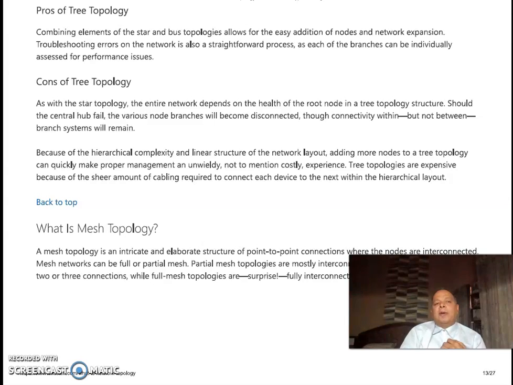Now there are advantages and disadvantages of tree topology. So tree topology, you can see it's a sort of combination of star topology and bus topology, and having more advantages as compared to both of them. So it's very easy for network expansion. As we have seen, scalability is very good, flexibility is very good. Troubleshooting is also a straightforward process because the network is systematically categorized into branches and then sub branches. So as far as troubleshooting is concerned, it's very easy.